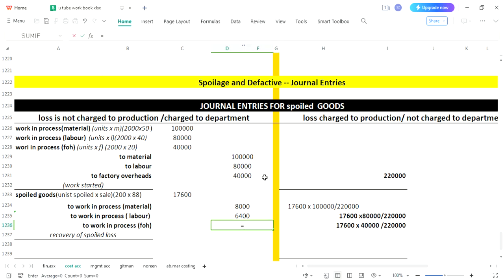Okay, calculation has been completed. Now we can put it on calculator. 17,600 multiply by 40,000 divided by 220,000. So third amount has also been calculated. These are your calculations you will do at end of the question, where you will do working. So it was difficult for me as well to write down at end of the question.